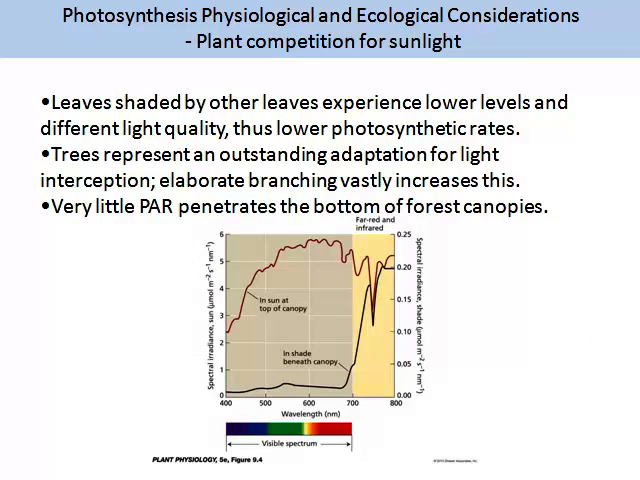In many habitats, a lack of light is a problem. Leaves can shade each other, and the leaves at the lower levels experience different light quality, and thus they have a lower photosynthetic rate. Trees represent an outstanding adaptation for light interception. Elaborate branching vastly increases this. Very little photosynthetically active radiation penetrates to the bottom of forest canopies, and this shows some of the efficiencies that these canopies have obtained.